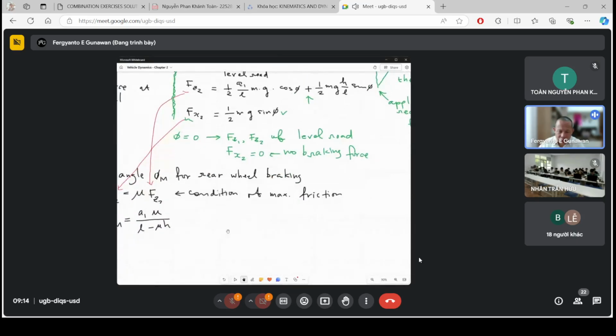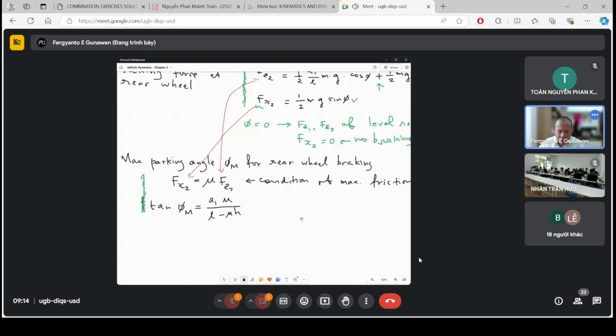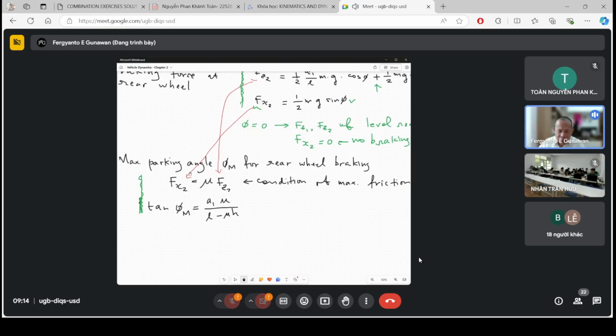And we also discussed the stability conditions for vehicles parking at a certain angle: tangent of the angle equals A1 multiplied by mu divided by L. This is the condition of maximum friction. This gives us the maximum angle of the road where you can brake and stop without moving. Those are the things that we discussed last time.